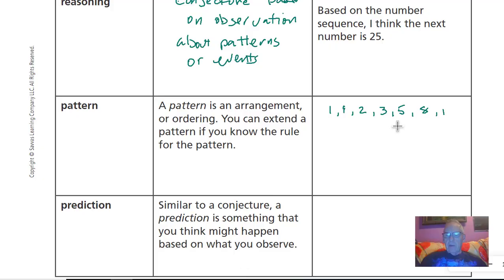8 plus 5 is 13. 13 plus 8 is 21. 21 plus 13 is 34. 34 plus 21 is 55. 55 and 34 is 89, and so on. So this is called the Fibonacci sequence. It doesn't seem like there's an actual pattern that you can see with differences, but the pattern is each number results from the previous 2 numbers being added together.